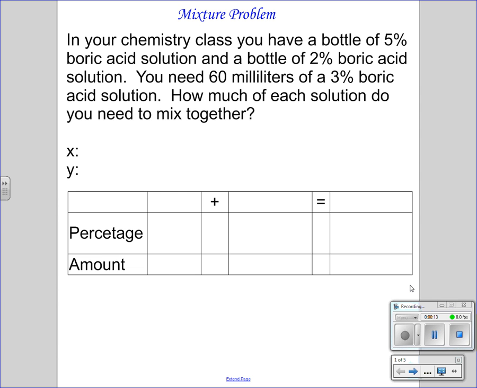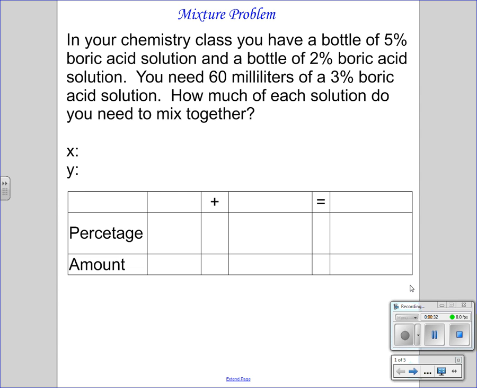In your chemistry class, you have a bottle of 5% boric acid solution and a bottle of 2% boric acid solution. You need 60 milliliters of a 3% boric acid solution. How much of each solution do you need to mix together?